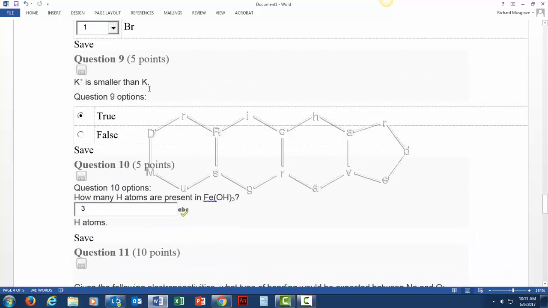K plus is smaller than K. Generally what we say is that when we have positive ions, we've lost electrons, so those tend to be smaller than the atoms that they came from. When we have negative ions, those tend to be larger because we've added electrons. In this case, K plus is smaller than K. That would be a true statement.